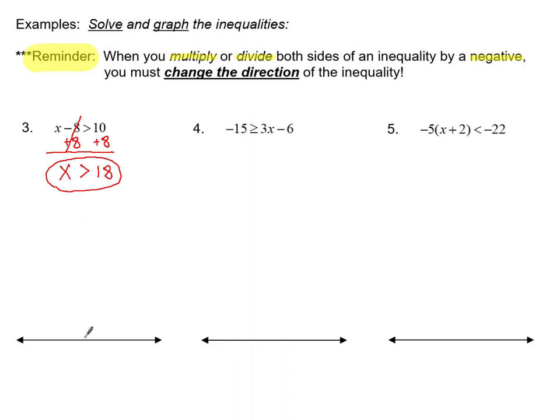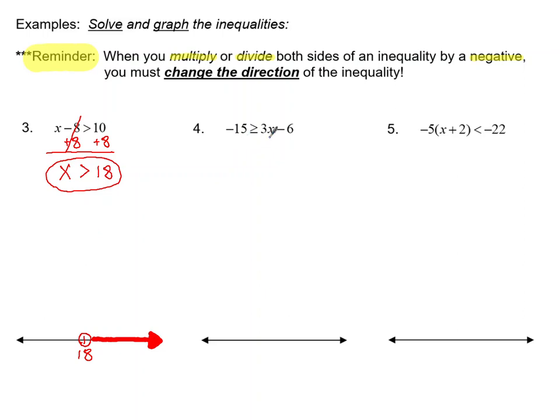Let's graph those. 18 is my important number, so I will put it right here in the middle. I do not have the equal to part, so I'm going to use an open circle. And I need to know if I'm shading to the right or to the left. Well, greater than means I'm shading to the right. So all of my answers will go this way, and that's it. I've graphed my answers.